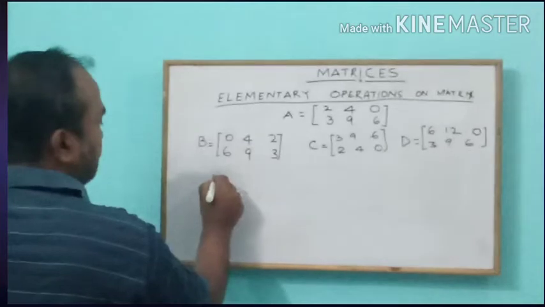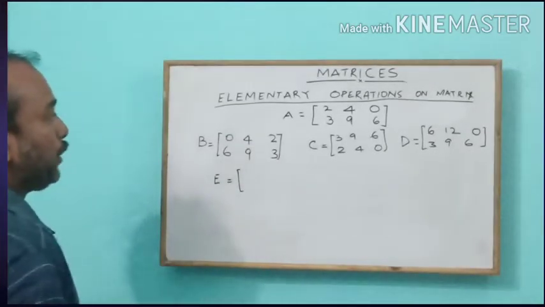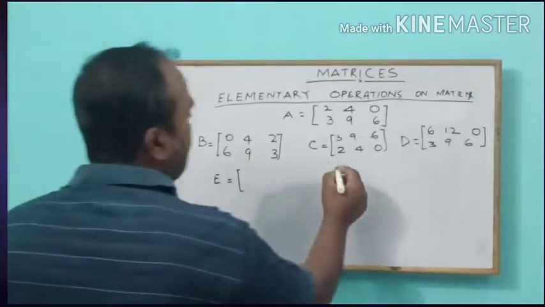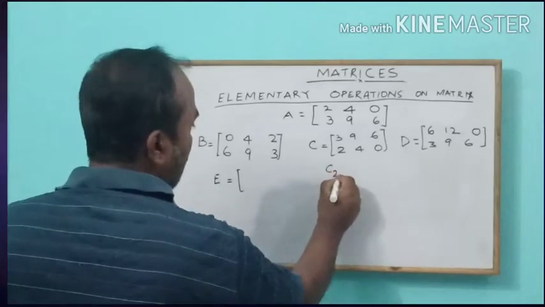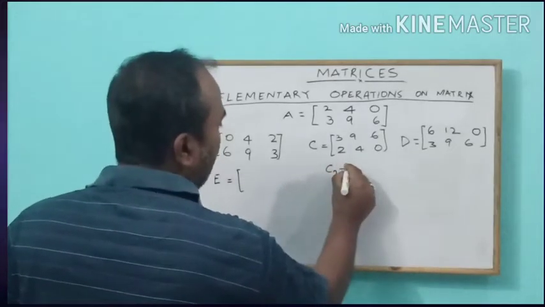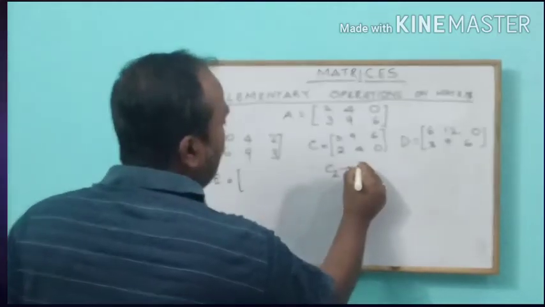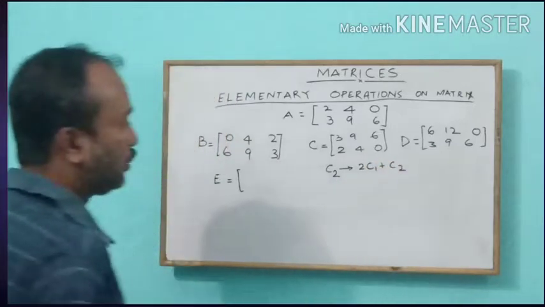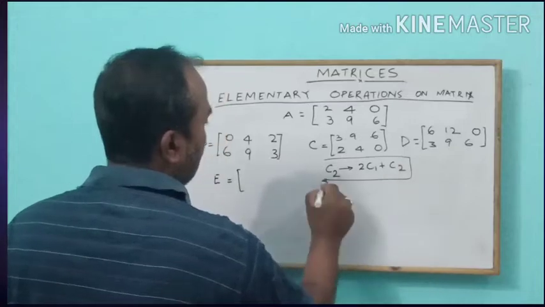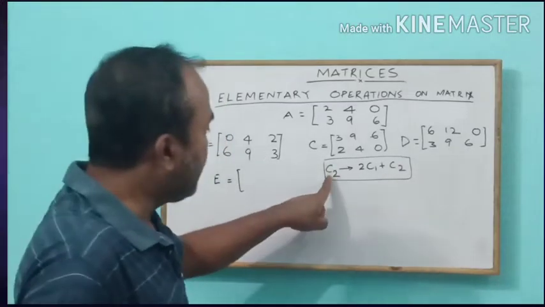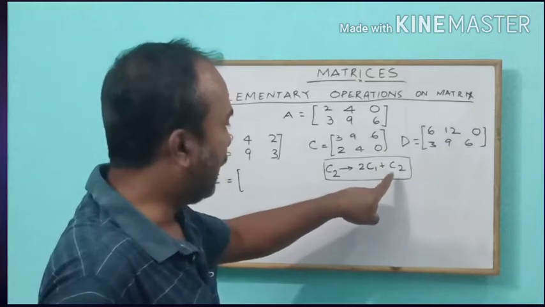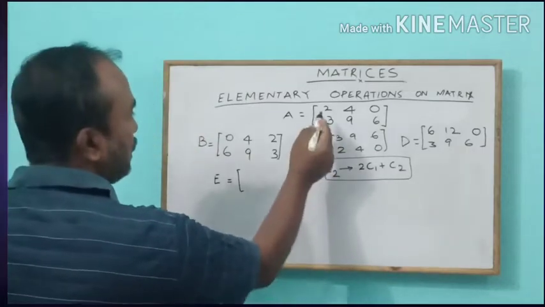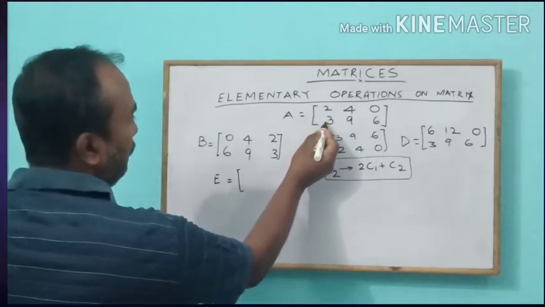Another one we can say: suppose we take a matrix E. What I am doing is adding to the second column. Let us write the columns as C1, C2. C2 I am changing by C2 plus twice C1. Now just observe this notation. What have I done? I am changing C2 by adding to the elements of C2 twice the elements of C1. So what is twice C1? That means 2 twos are 4, plus 3.